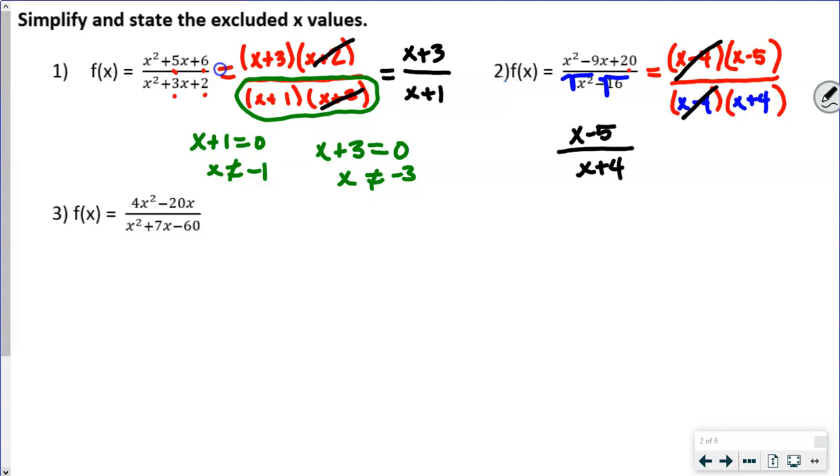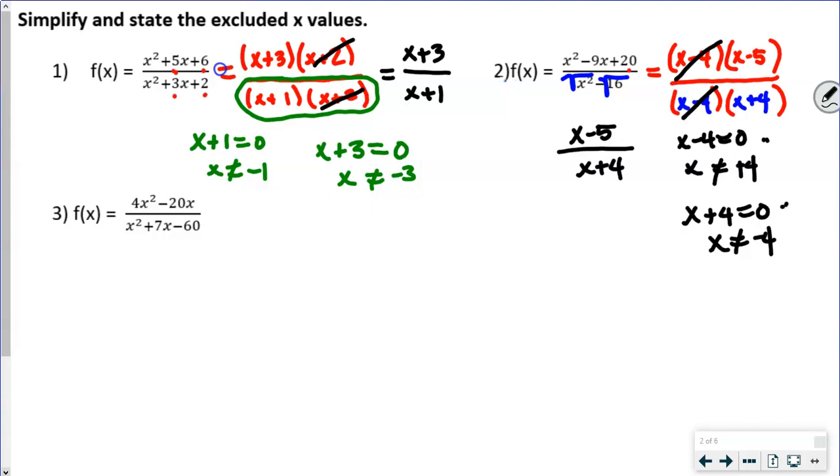And again, if we're looking at our excluded values, we're going to do x minus 4 equals 0. So x cannot equal 4. And then we got x plus 4 equals 0. So we're going to subtract 4. Well, sorry, that should have been a plus 4 right there, y'all. This one should be x cannot equal -4. Okay, so remember up here, we're adding 4 to both sides on this one. And on this one, we're subtracting 4 from both sides.